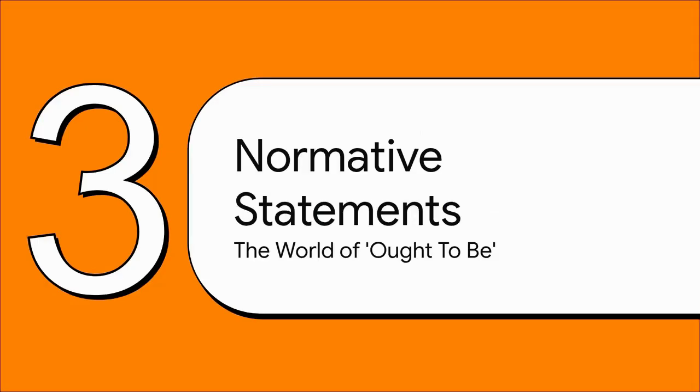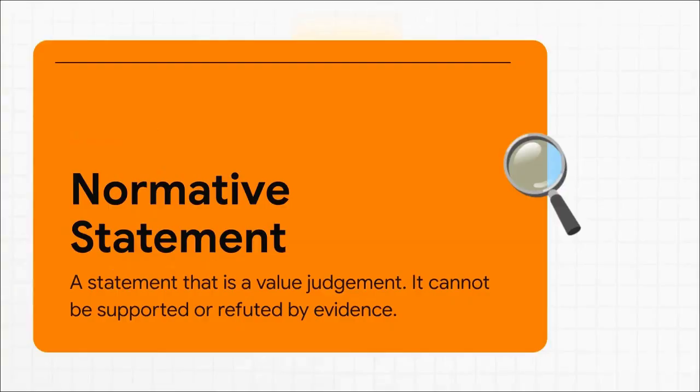Okay, so that's the world of facts. But economists also spend a lot of time exploring a second world, the world of what ought to be. And this is the home of what we call normative statements. Now, a normative statement is a whole different beast. It's an opinion. It's a statement about what someone believes should happen. And because it's rooted in personal values and ethics, you can't just go out and prove it true or false with a spreadsheet.